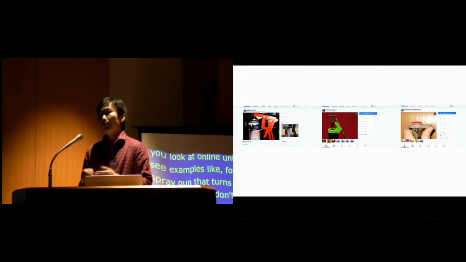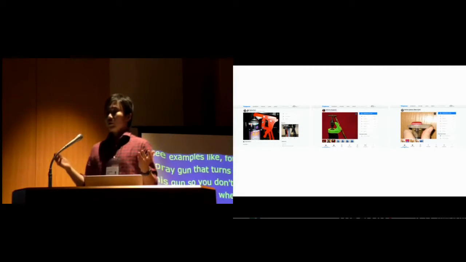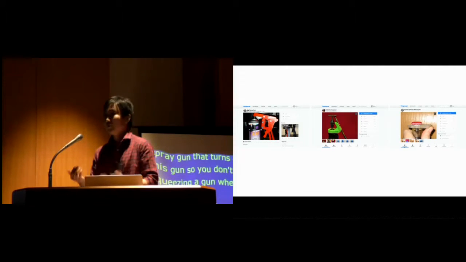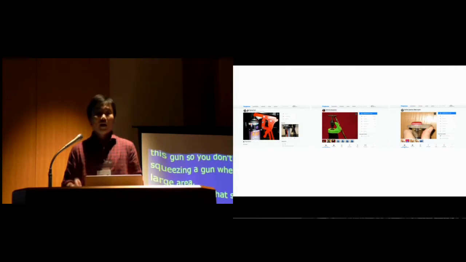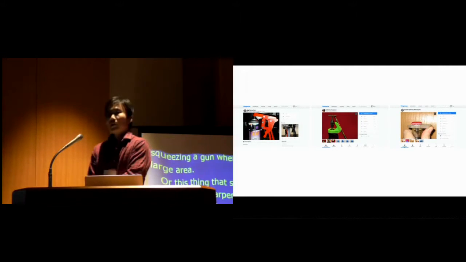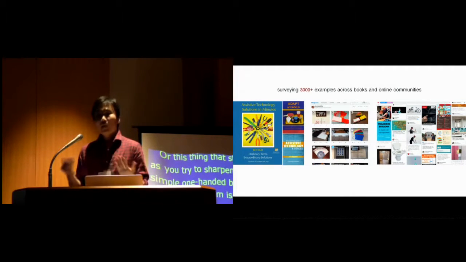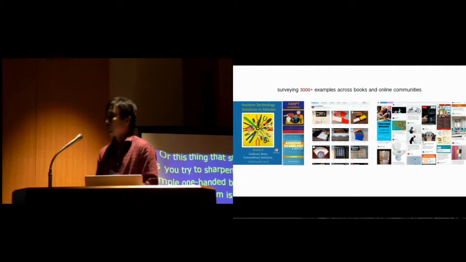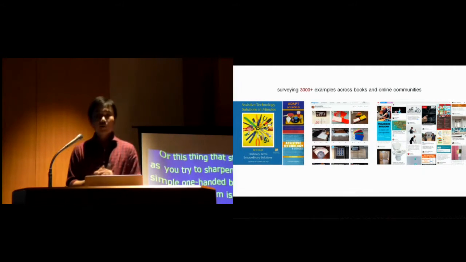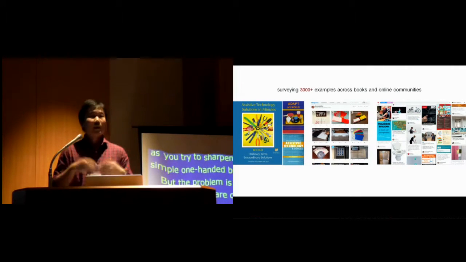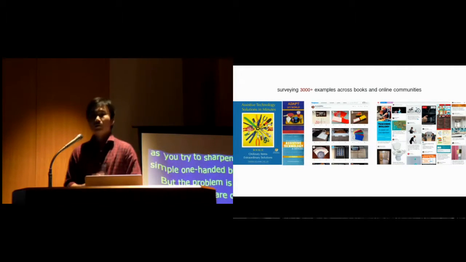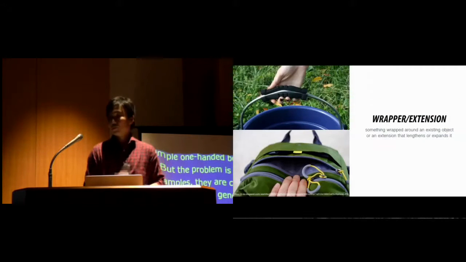But the problem is, if you look at these examples, they are cool, they're cute, but they don't really tell you in general how you can adapt things in your everyday life. So to establish a more systematic understanding of how adaptations are designed, we surveyed over 3,000 examples across online communities and literature. First, we discovered there are several categories of adaptations we can learn from these existing examples.